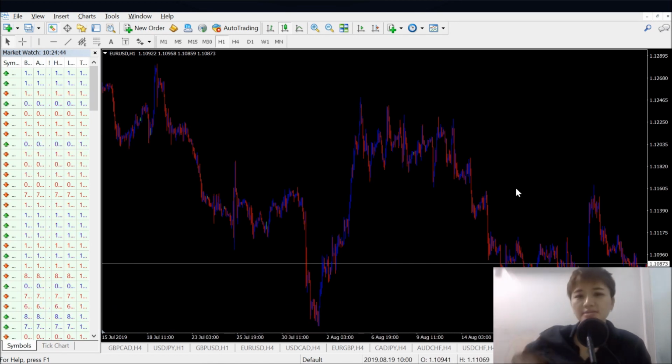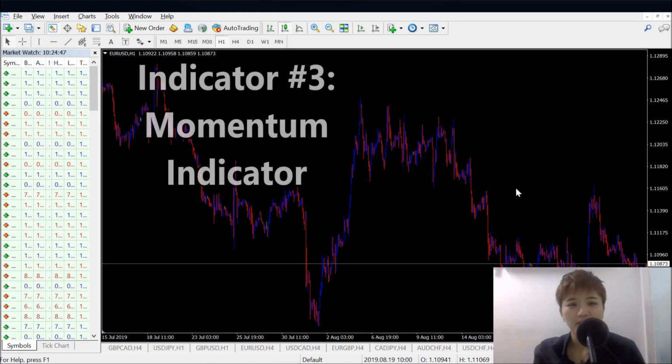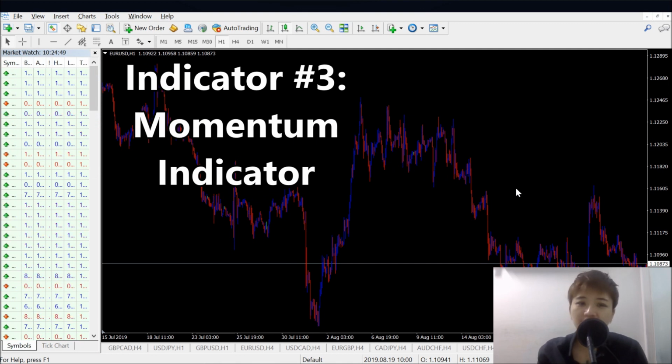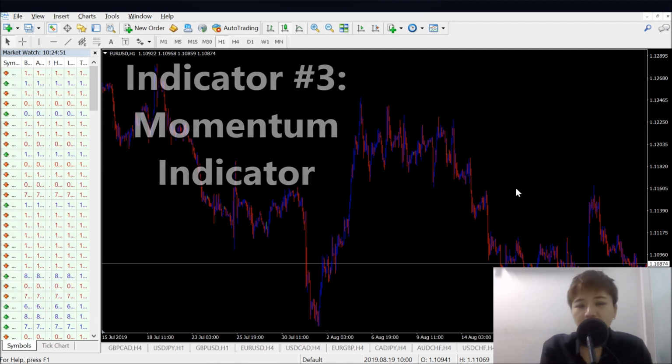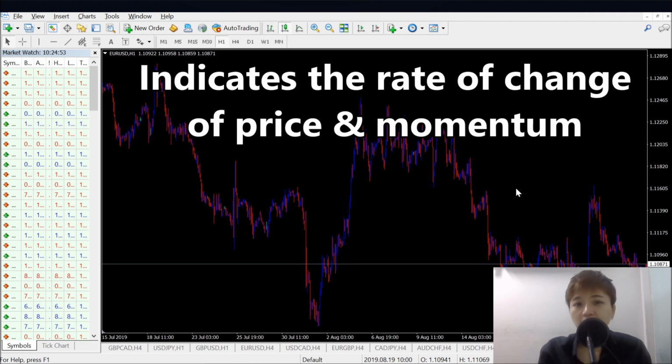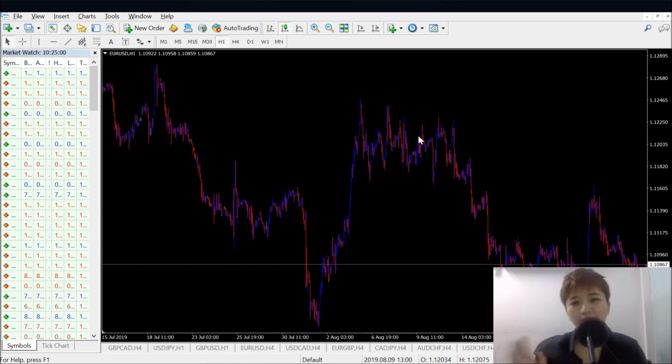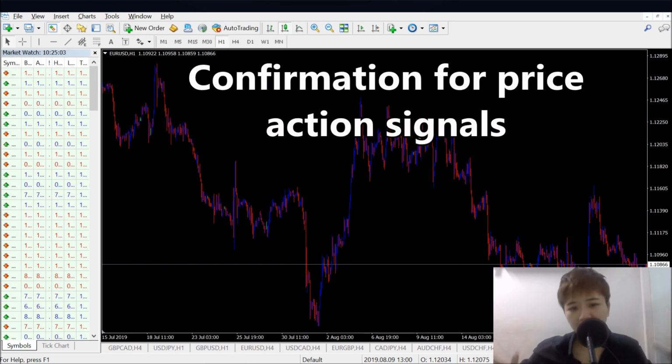Okay, then the next type of indicator is the momentum indicator. Basically, it tells you how fast the price is moving, whether the price has enough momentum to continue on a bearish trend and on a bullish trend. A lot of people like to use momentum indicators as confirmation for their chart pattern, for their candlestick pattern, and I find that that is enough.